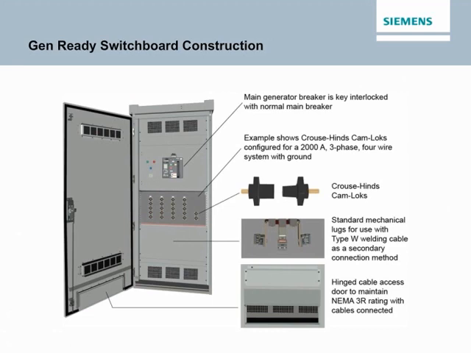In addition to the quick connects, standard mechanical lugs are provided as a secondary method of connection. The mechanical lugs are rated for Type W welding cable, which is common in generator applications. The switchboard generator breaker can be connected to a new or existing switchboard lineup either by cable or hard busing.